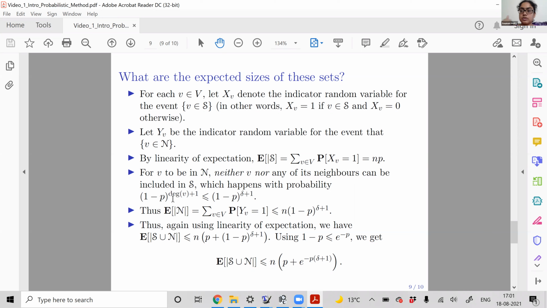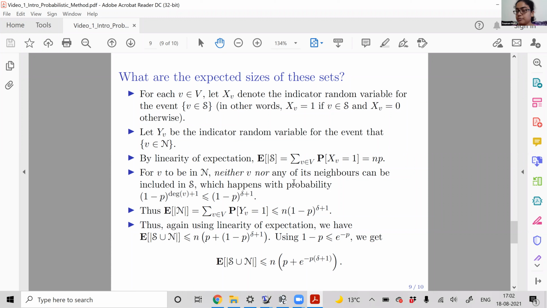So the event that V does not get selected in script S is independent of the event that any of its neighbors doesn't get selected in script S, and all of these are mutually independent. So again, you have to know what independence means, and so you can write the probability of the intersection of these events, that V is not in script S and none of its neighbors is in script S either, as the product of the individual probabilities.